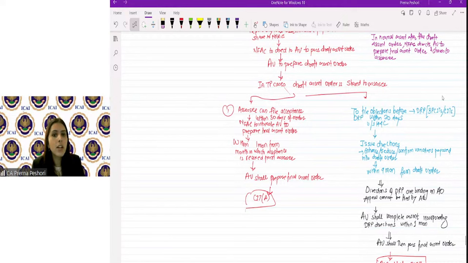Yes, students, is it clear? Yes or no? Yes, the assessee can file the appeal before the tribunal.